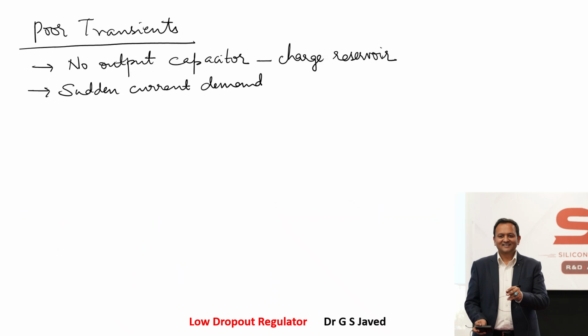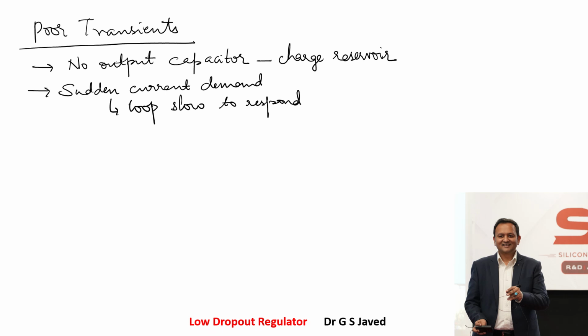Let us look at the challenges that the capless LDOs have, and one of the first one is the poor transient response. Since we don't have an output capacitor, we do not have a large charge reservoir present. And in the case that you have a sudden current demand in your circuit, the loop is slow to respond. And during that time, you will not be able to get the right amount of regulation here.